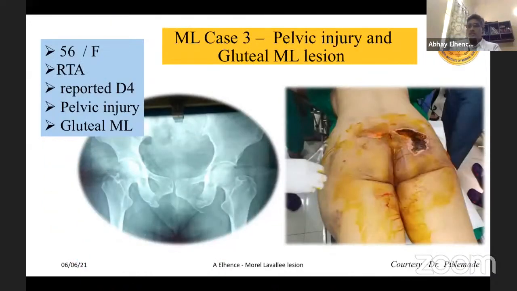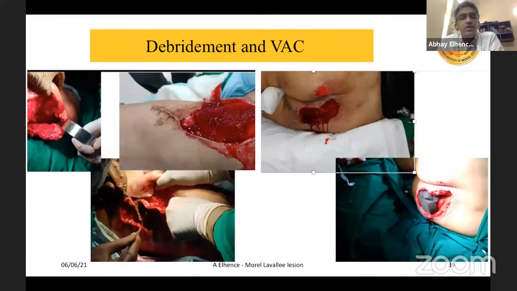Another case, courtesy of a friend and colleague, Dr. Pradeep: a 56-year-old female, sustained injury in a road traffic accident, reported on day 4. Had a gluteal Morel-Lavallée lesion with a pelvic injury. This just goes to demonstrate that these injuries not only need to be debrided, but they can change the course of how one will treat the bony injury.